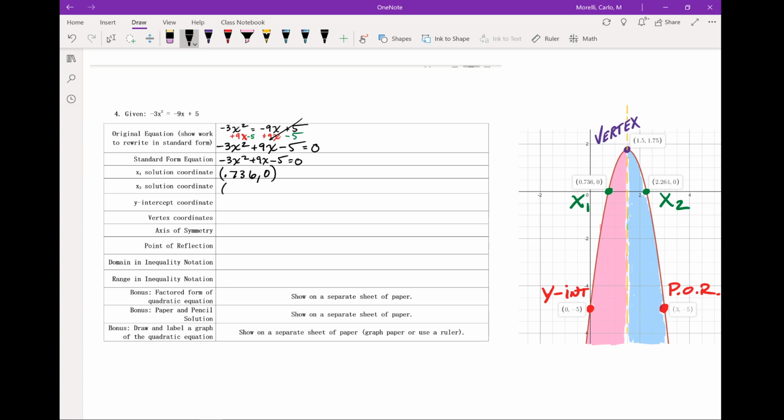And actually, I have a huge question. Is the first one, is the vertex 1.5? Okay, let's get back to work, people. 1.75. Alright, everybody, let's get back to work. We gotta finish this. Well, no, that'd be the axis.